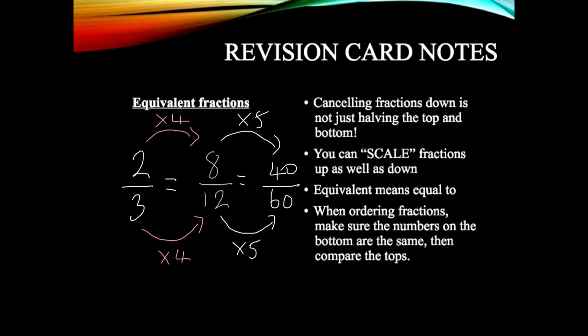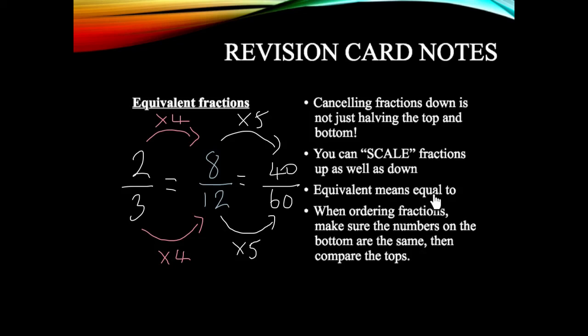So cancelling fractions down. It's not just about halving the top and bottom. There's lots of things you can look for. Remember those questions that we did earlier on in the video where we divided the top and bottom by 5? So you can just look for common factors, things that go into the top and bottom. As well as cancelling down, we can also scale fractions up, just like we've done over here.